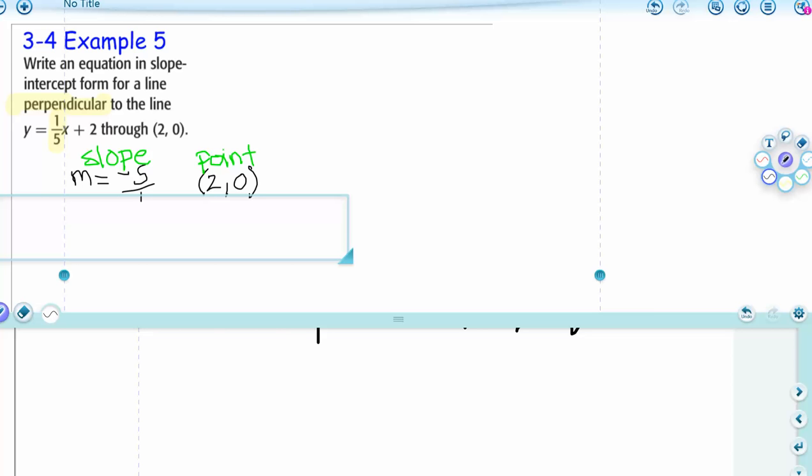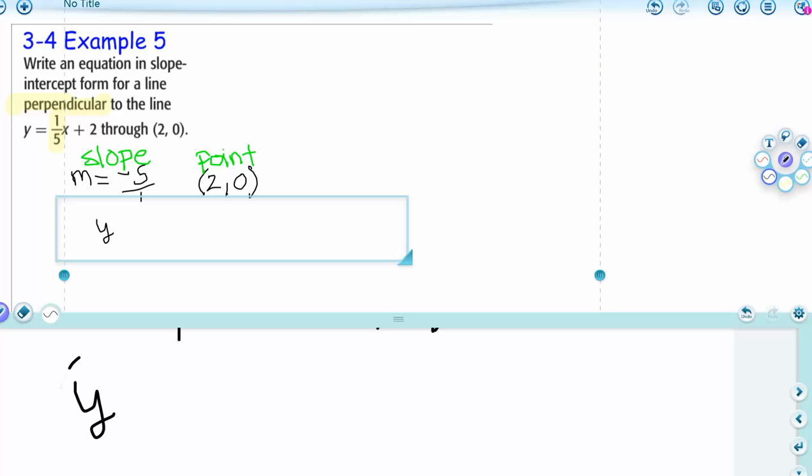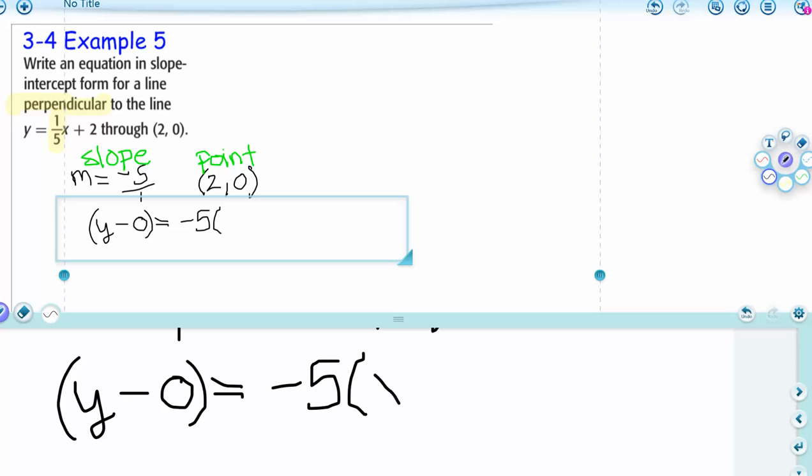So, recalling the last two examples, point-slope form is y minus the y-coordinate of the point, which in this case is 0, equals the slope. Now this is the slope of my perpendicular line. That was my opposite reciprocal of 1/5. My slope is -5. And then in parentheses, x minus my x-coordinate, which in this case is 2.